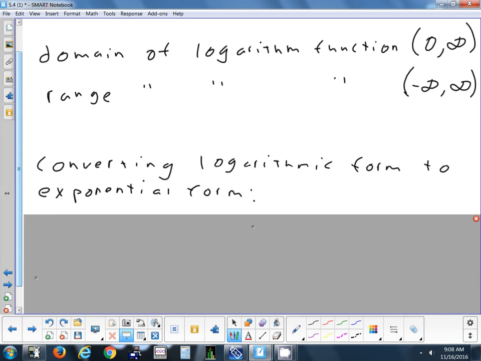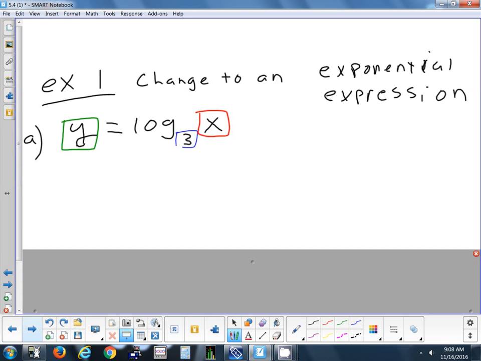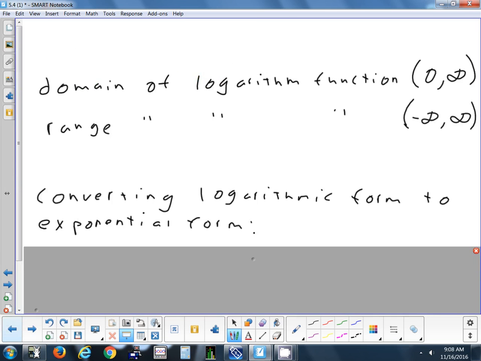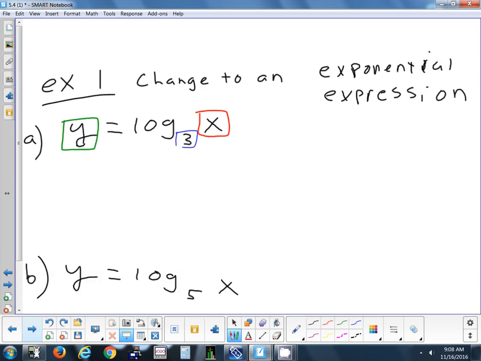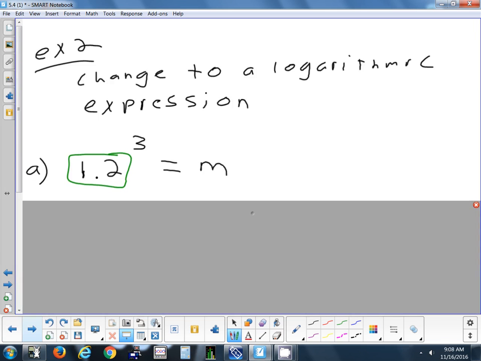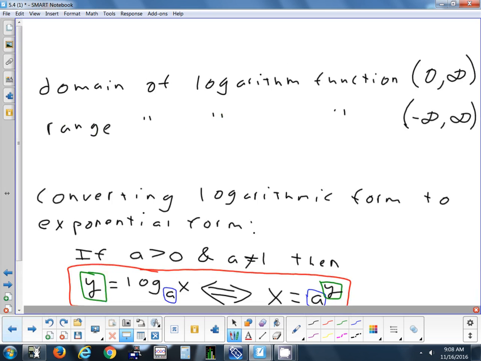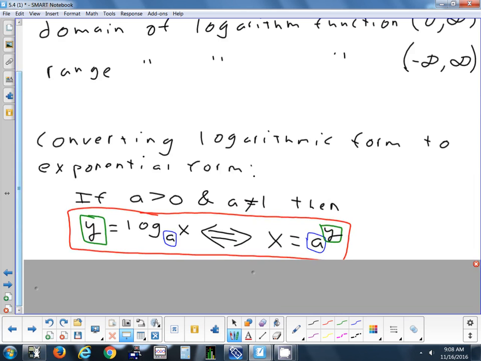When we write down expressions or equations that have logs and exponents, we're going to have to convert between two forms. One type of form is called log form. That's something like that, or like that. Another form is called exponential form. Exponential form looks like that. So what we're going to do is practice converting between that form and that form, and there's a formula to do that.